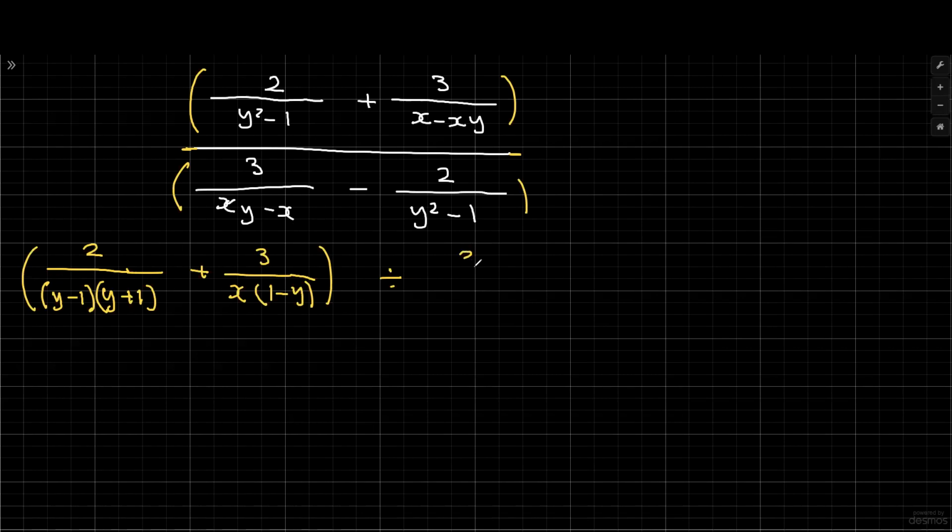So I'm just going to change all of this to division, and I'm dividing by this. I'm just going to rewrite this. And at the same time, I'm going to factor x, y minus 1. I'm taking x out as the greatest common factor, minus 2, and that's the difference of squares. So y minus 1, y plus 1.